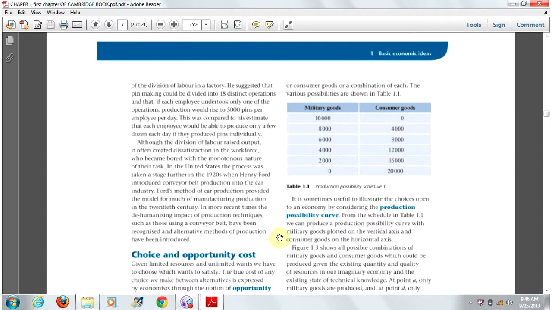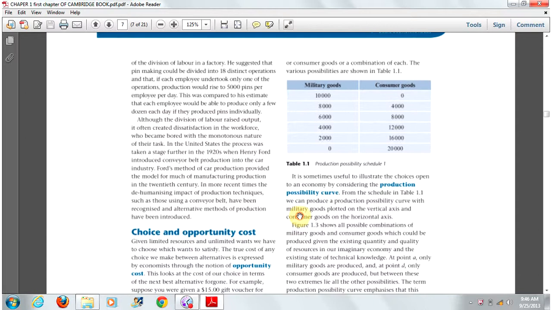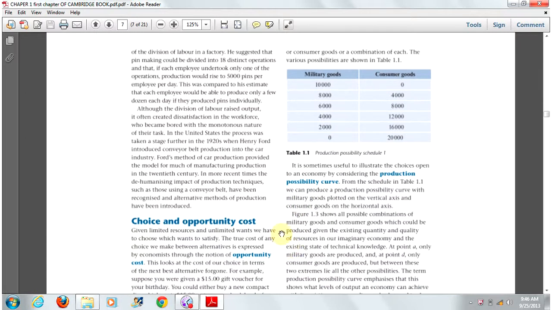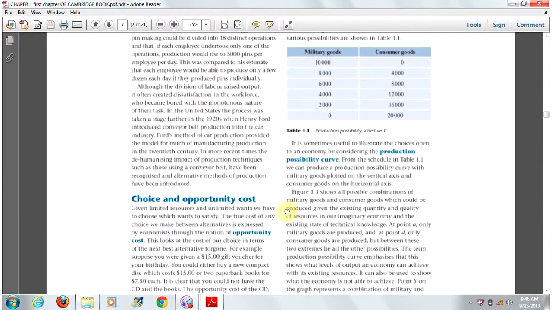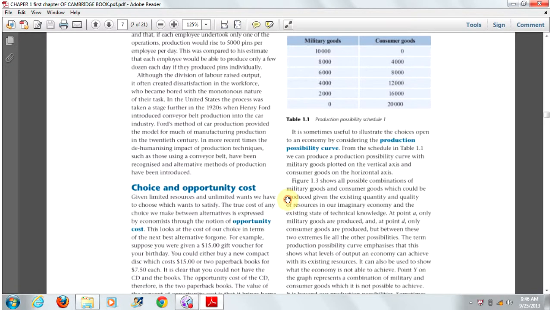we can produce a production possibilities curve with military goods plotted on the vertical axis and consumer goods on the horizontal axis. Figure 1.3 shows all possible combinations of military goods and consumer goods which could be produced given the existing quantity and quality of resources in our imaginary economy and the existing state of technological knowledge. At point A, only military goods are produced, and at point D, only consumer goods are produced. But between these two extremes lie all other possibilities.